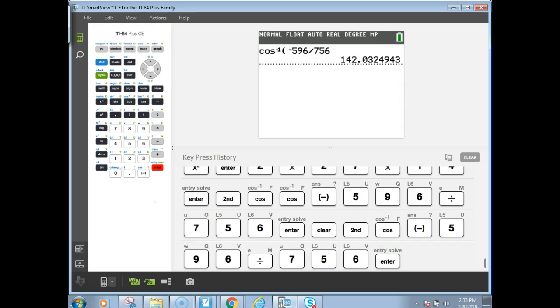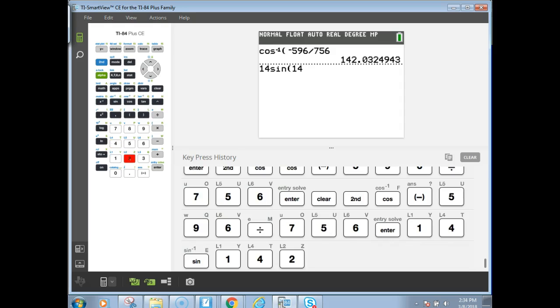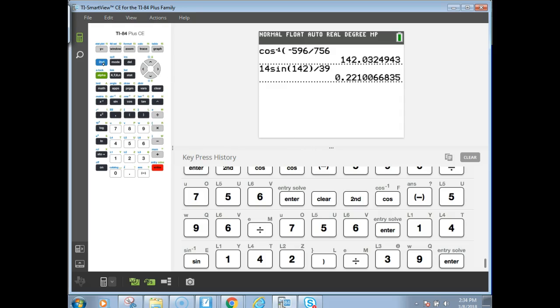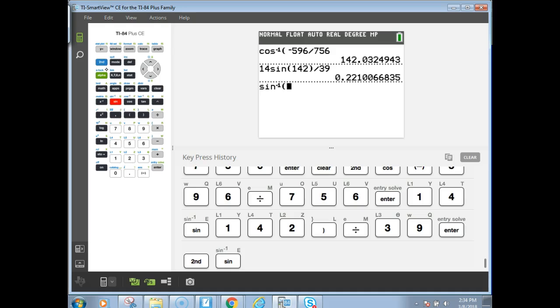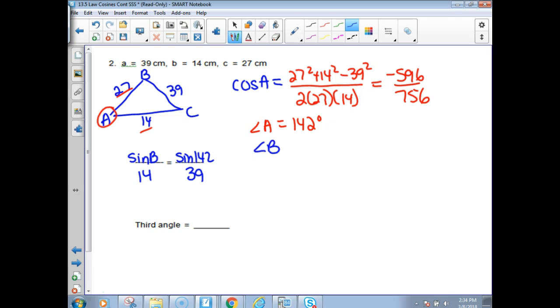Okay, so 14 sine 142 divided by 39. Okay, I got 12.8. Oops, forgot to hit the button. I'm going to have to undo the second sine of that. 12.8 degrees. To say my triangle is not to scale is an understatement.